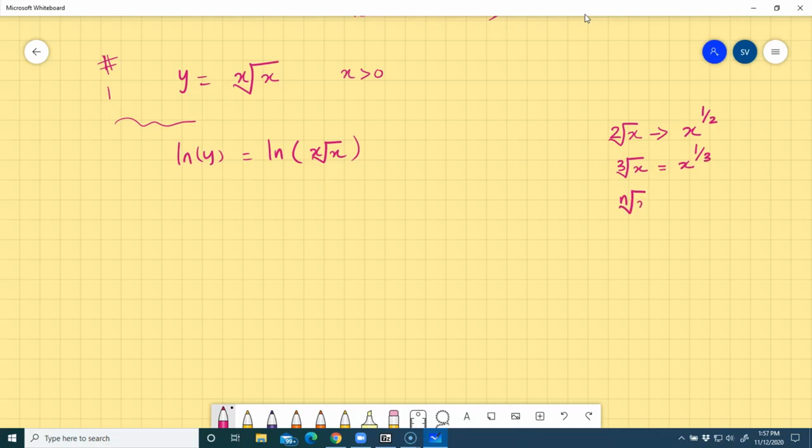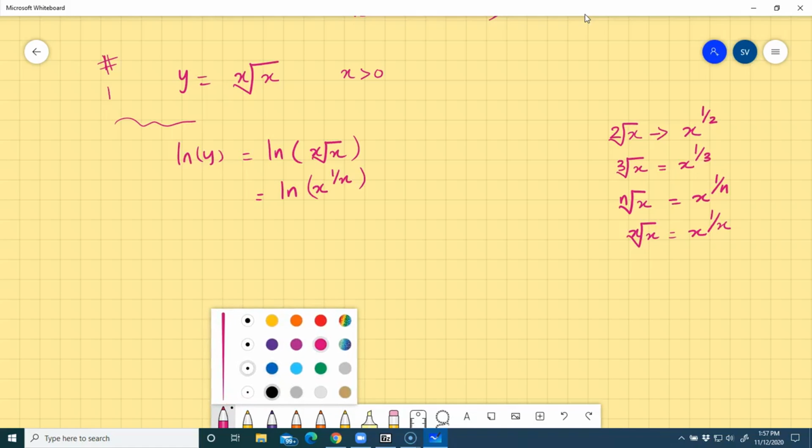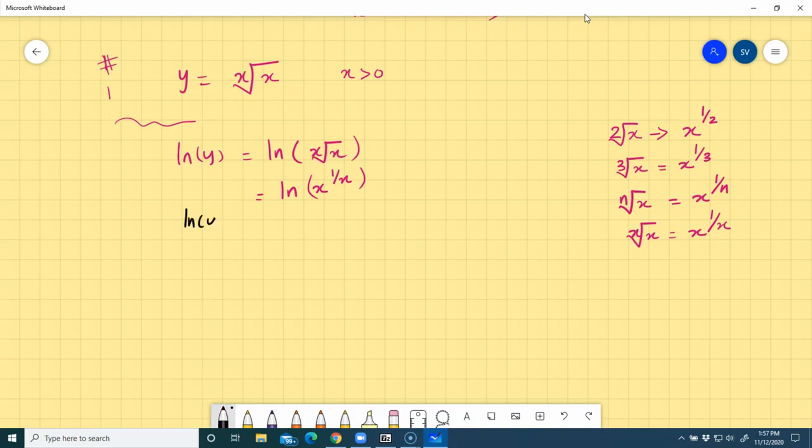Nth root of x means x to the power 1 by n. Then what is xth root? Xth root of x is x to the power 1 by x. So this is ln of x to the power 1 by x. This is a format that we did before: if we have an exponent, it will come in front. So ln of y equals 1 by x times ln of x.